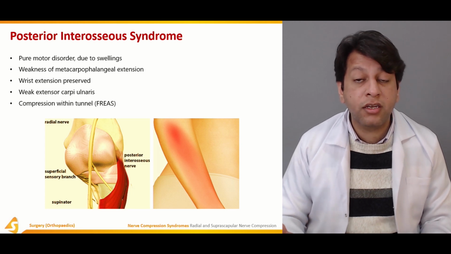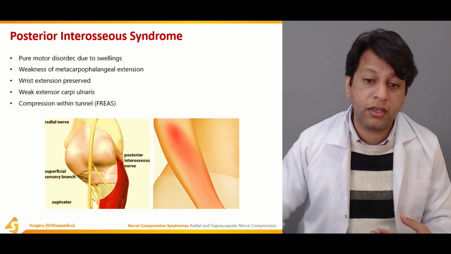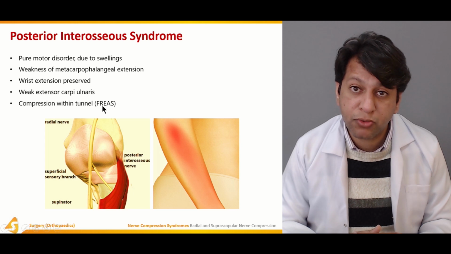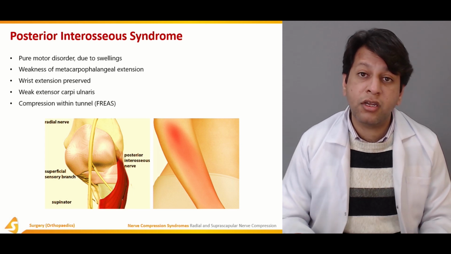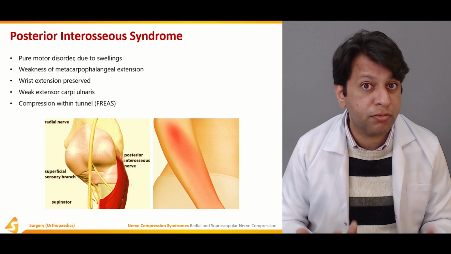As you know, it can get compressed at 5 areas. That is the fibrosis of the first area. Then there are the radial vessels, which form the leash of Henry around the posterior interosseous nerve. Then the extensor carpi radialis brevis edge. This could be at the arcade of Frohse, or it could be the edge of the supinator.